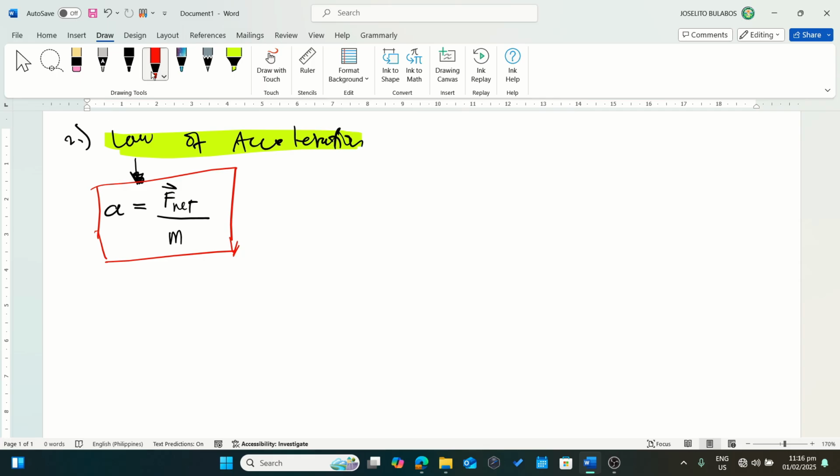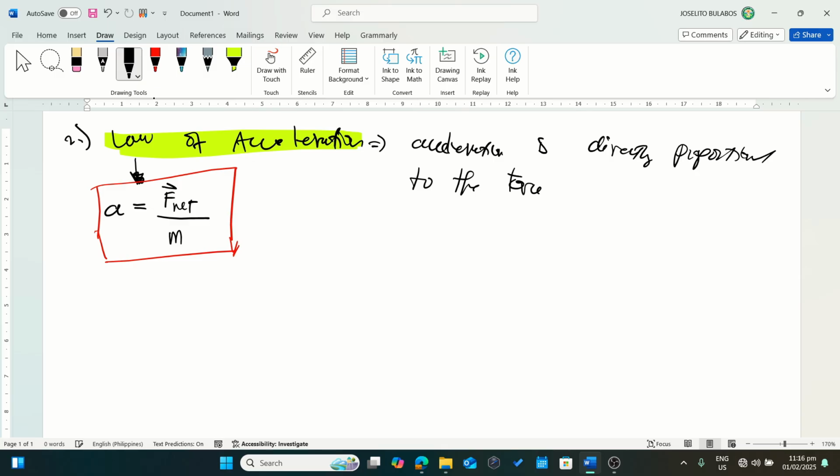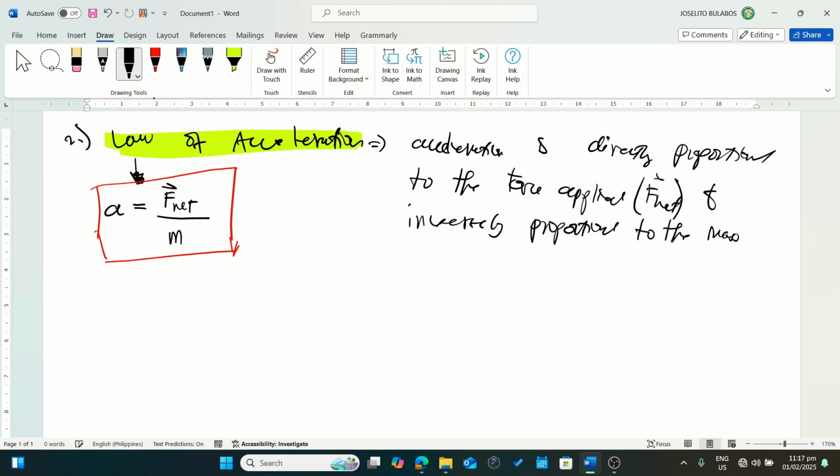The law of acceleration states that acceleration is directly proportional to the force applied, or the net force, and inversely proportional to the mass of the object.